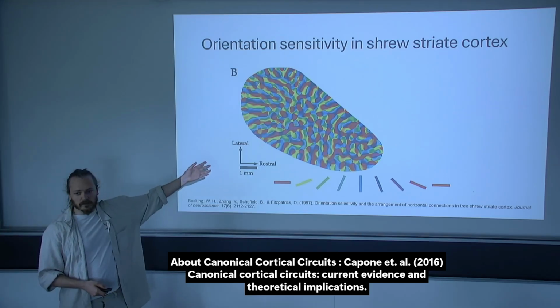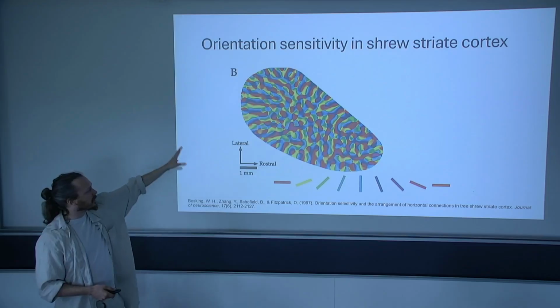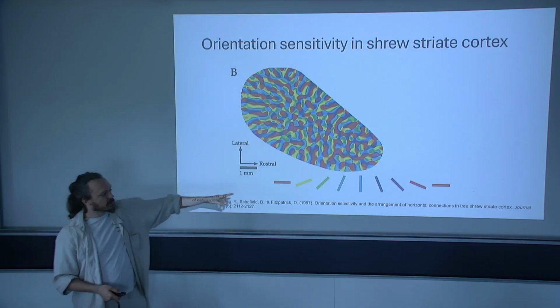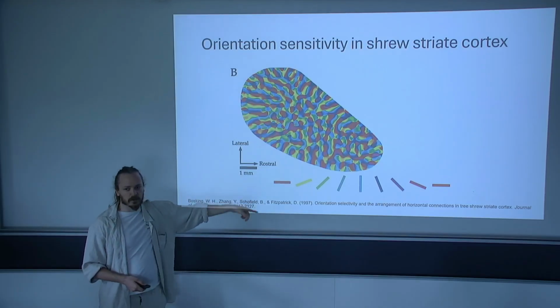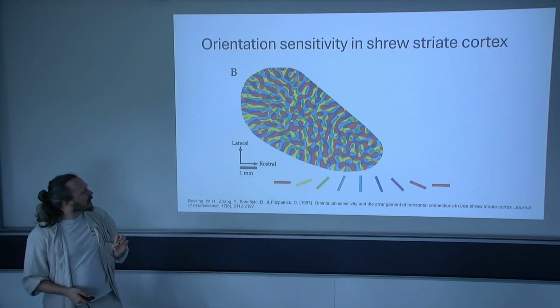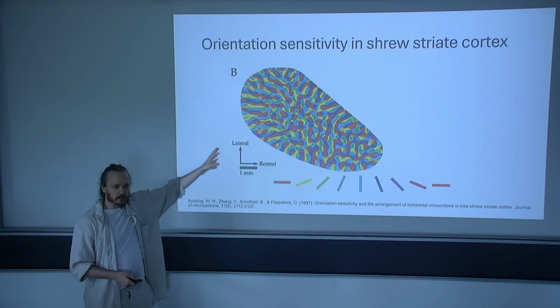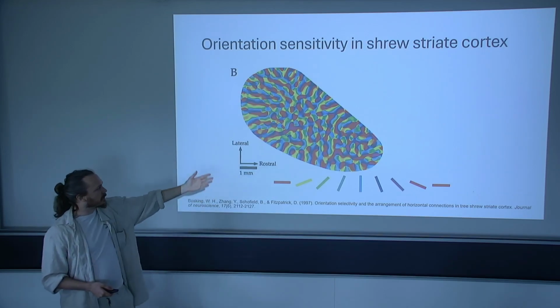Within areas, you also have specialization. This is a visualization of the orientation sensitivity of the striate cortex of a tree shrew, I believe. Here you can see cool organized patterns based on what specific orientation of light these cells are sensitive to.